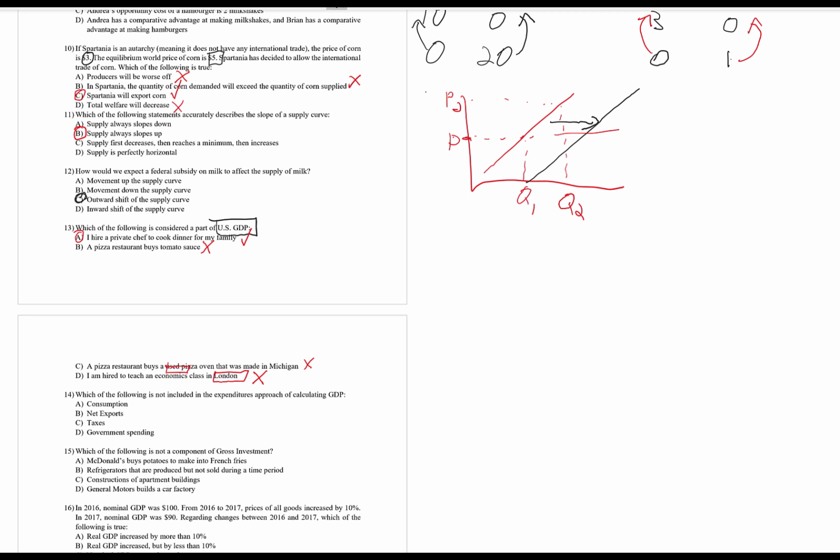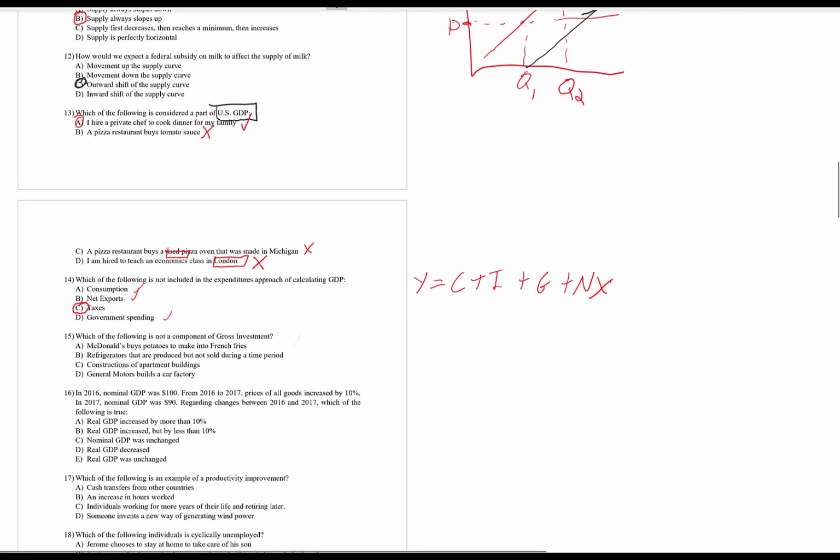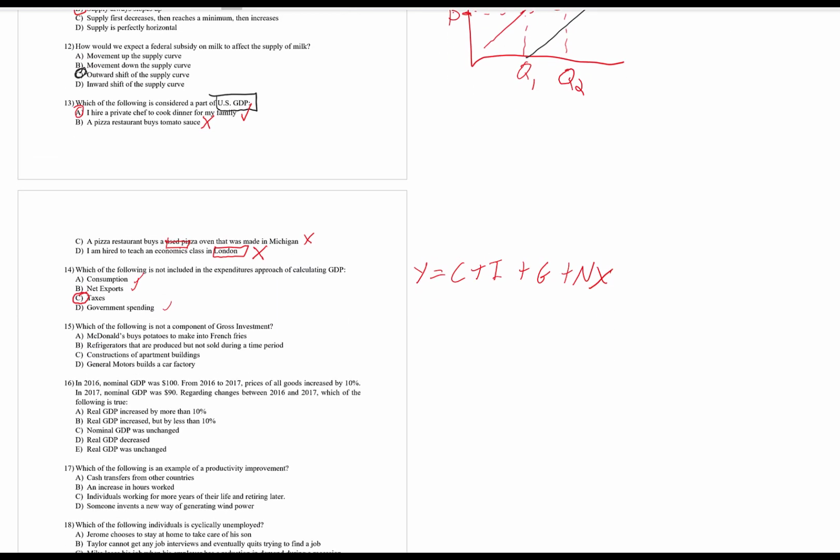Which of the following is not included in the expenditures approach of calculating GDP? Expenditures approach: Y equals C plus I plus G plus NX. Consumption is C. Net exports is NX. Government spending is G. Taxes is the answer. Taxes are not part of GDP. When the government spends money it got from the taxes it collected, the government spending counts as GDP, but the taxes collected do not. It's not a component of gross investment.